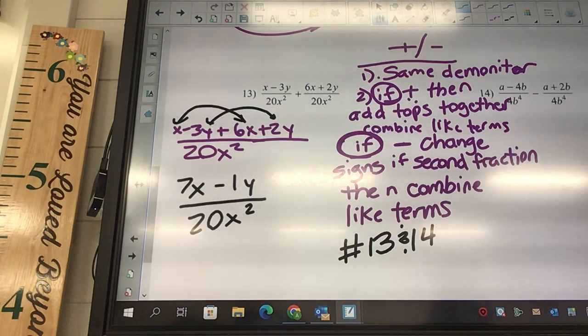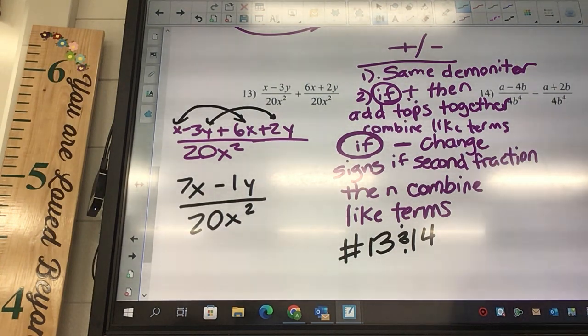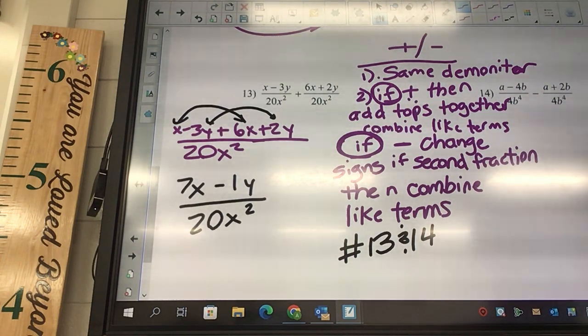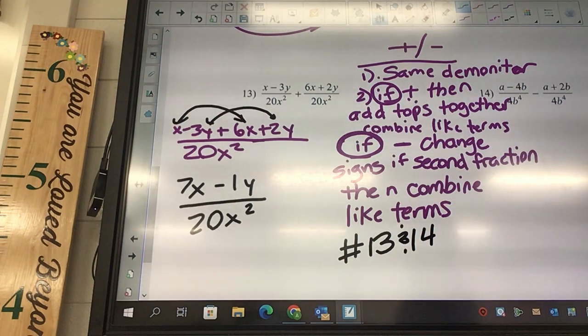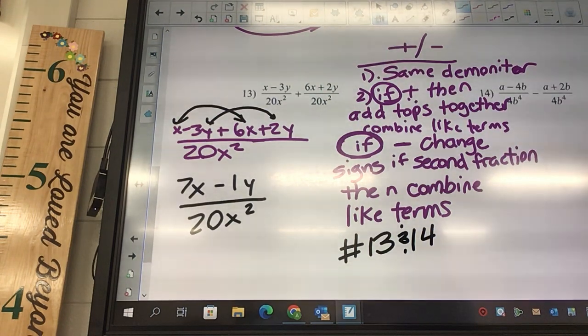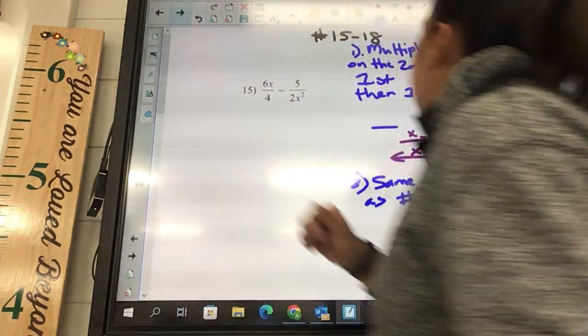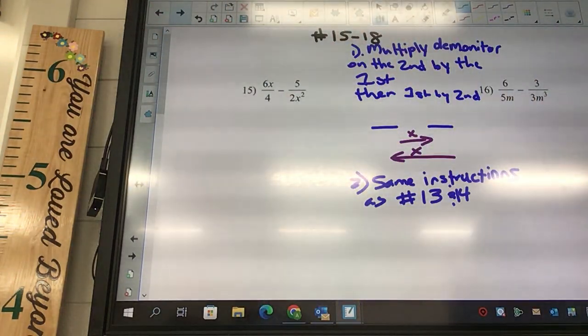Tomorrow we won't be taking notes, so obviously if you didn't do a good job taking notes today, I can go back, they'll still be up here, and add some notes on your paper, okay? Okay, 15, 16, 17, okay? Here's the instructions for 15 through 18.